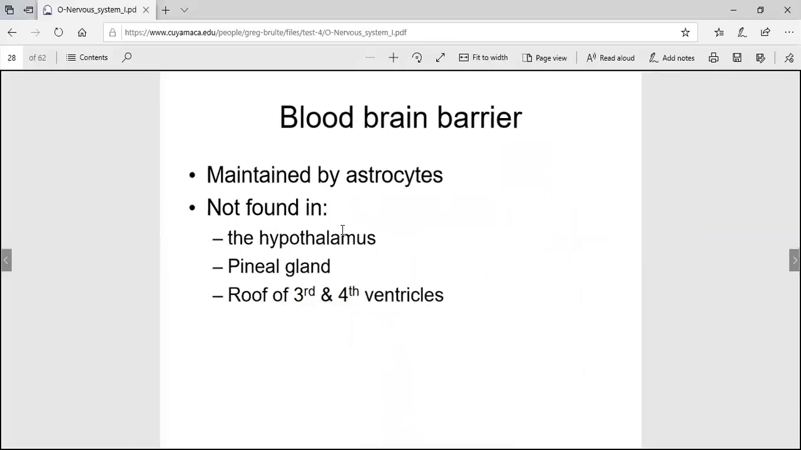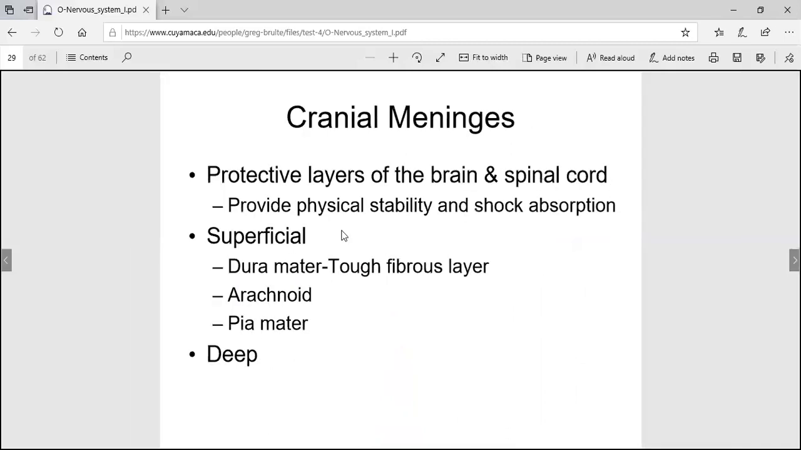All right. Don't worry about where the blood-brain barrier is found. I'm not going to ask you where it's located and where it's not found. Just know that it's maintained by astrocytes. I could ask you that. Cranial meninges. So you've heard of some of this.